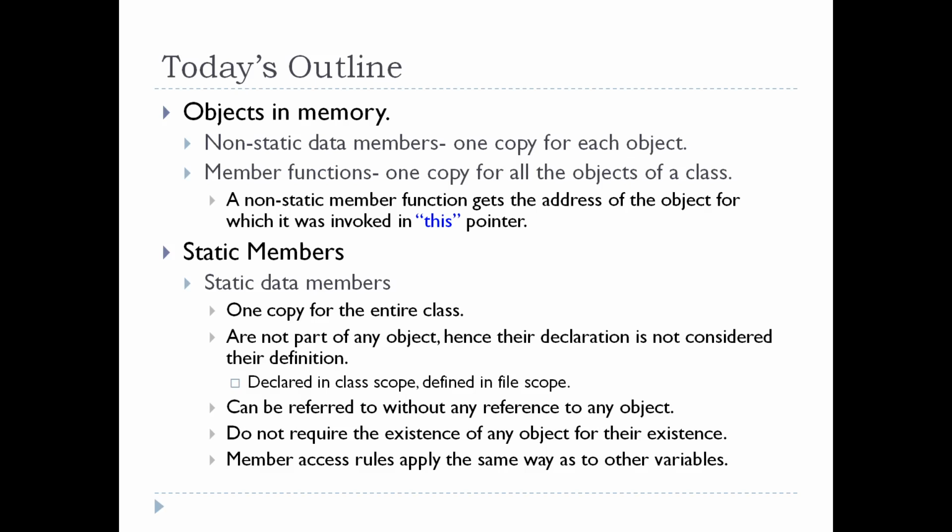Although we said that we don't need any object to access a static data member or member function, the member access rules apply the same way as they apply to any other variable. So they can be private, they can be protected, they can be public. A public static member, whether it is a data member or a member function, would be accessible by all. A private data member that is static will only be accessible by the member functions of that class, not outside that class. So those rules very much apply here.